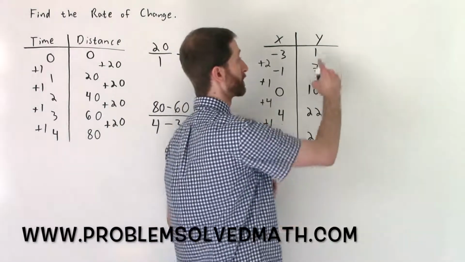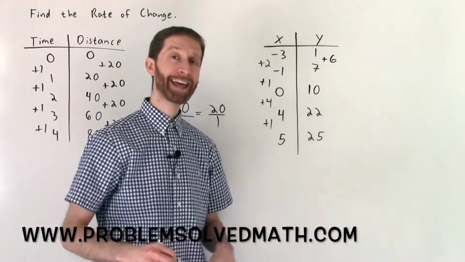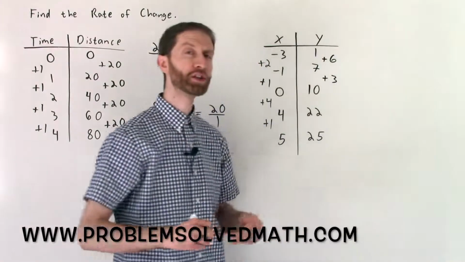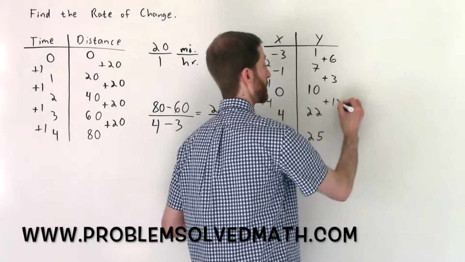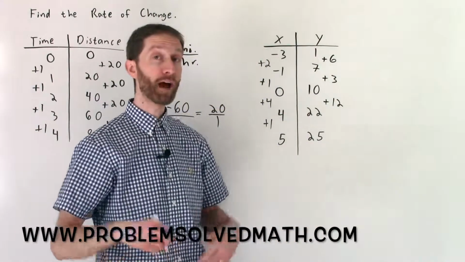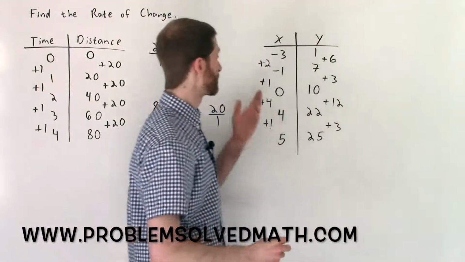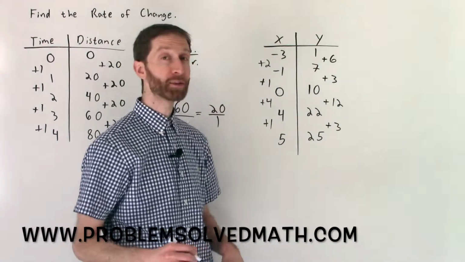Now, the y values, to go from 1 to 7, we went up by 6. To go from 7 to 10, 10 minus 7, we went up by 3. From 10 to 22, we went up by 12, or 22 minus 10. And then to go from 22 to 25, we went up by 3. Beautiful. You might look at these numbers and think, well, those aren't consistent. No, but the rate of change will end up being the same.